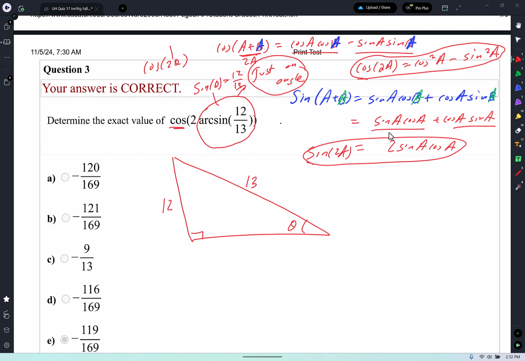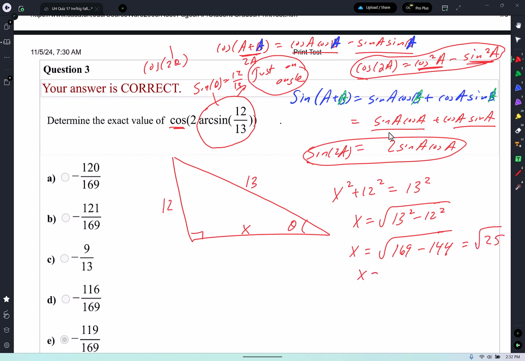Before you can answer what's cosine of 2 theta, notice that for cosine of 2 theta, I'm going to need cosine squared and I'm going to need sine squared. If you wanted to, you can make this in terms of just sine squareds or cosine squared using the Pythagorean formula. But it's easy enough. I'm going to solve for x. Pythagorean theorem: x squared plus 12 squared equals 13 squared. So x equals the square root of 13 squared minus 12 squared. I think these are easy enough numbers. 13 squared is 169. 12 squared is 144. 169 minus 144 is 25. So the square root of 25, oh, is one of the special ones. X equals 5.